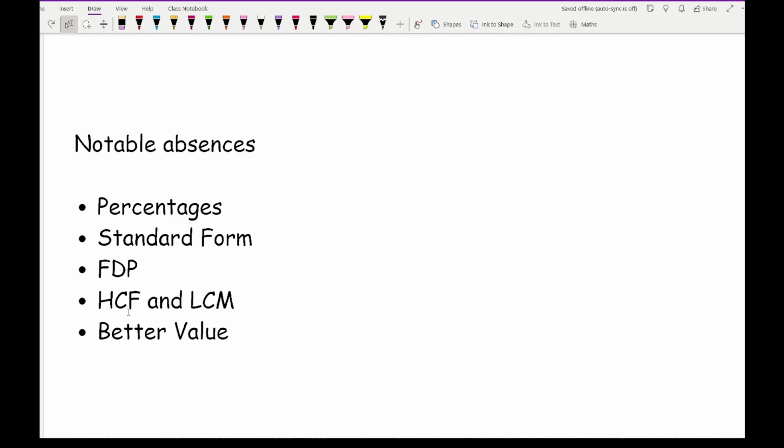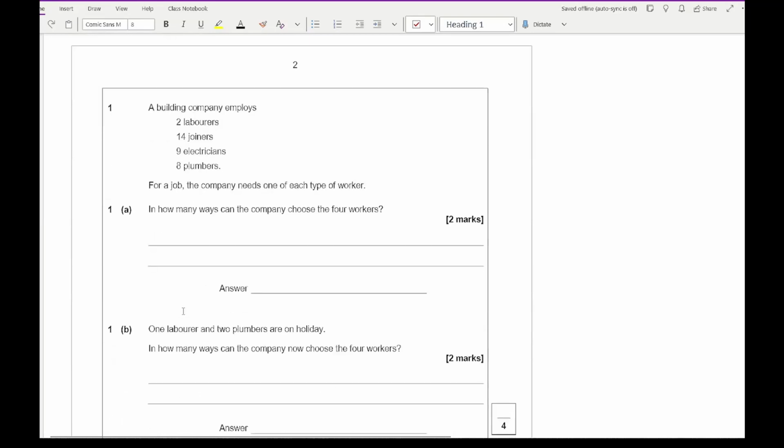Standard form is also missing from this. Also fractions, decimals, percentages and converting between to and fro. We also notice that there's no highest common factor or lowest common multiple questions, and there's no better value questions. So although it's quite nice to have a general test of each of the main topics in the number category, these 5 are the more noticeable absences in the set of questions. So let's get started working through them.